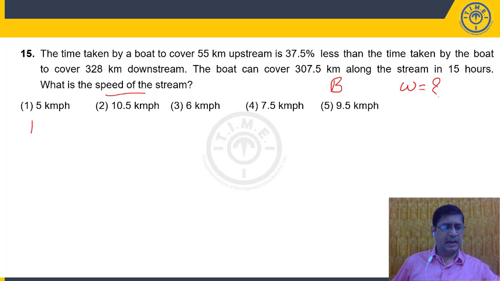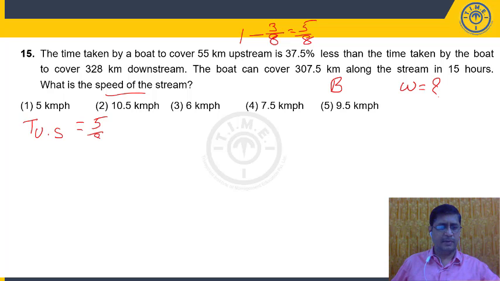The time in the upstream is equal to 37.5% less. Already we discussed in the previous question, 37.5% is equal to 3 times 1 by 8. Means 1 by 8 is 12.5, and 3 times 12.5 is 37.5. 37.5% less means 1 minus 3 by 8, which is 5 by 8. So what is the time here? It is 5 by 8 of the time taken in the downstream.